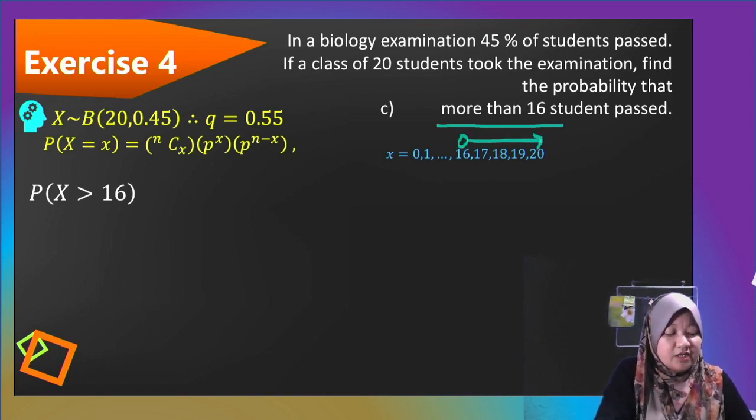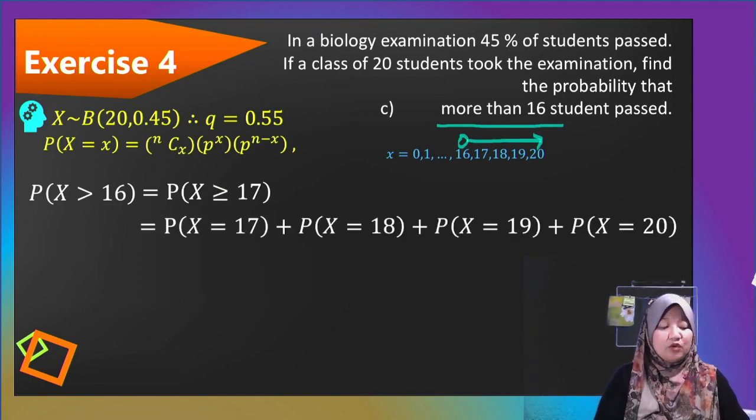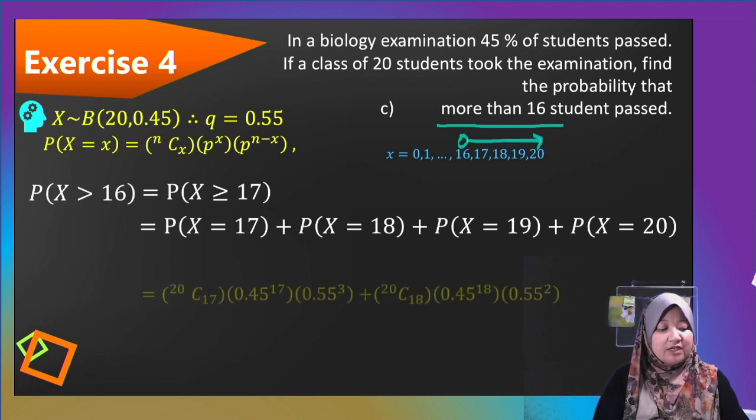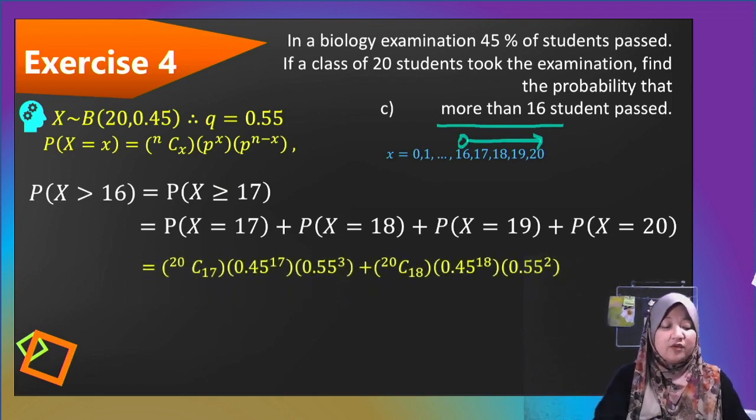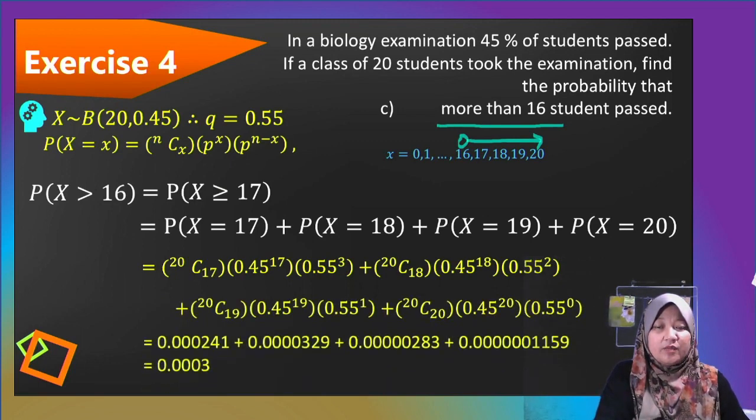Okay, greater than 16. So kita perlu tambahlah, maksudnya dekat sini greater than 16 samalah dengan probability x greater than or equal to 17. Okay, sebab 16 tidak termasuk, jadi nombor bulat yang ada dalam lingkungan ni adalah 17, 18, 19, 20. So kita kena tambah semua. Dan semua ni awak kena guna formula. Kita masukkan dalam correct formula and calculate. The probability is 0.0003.